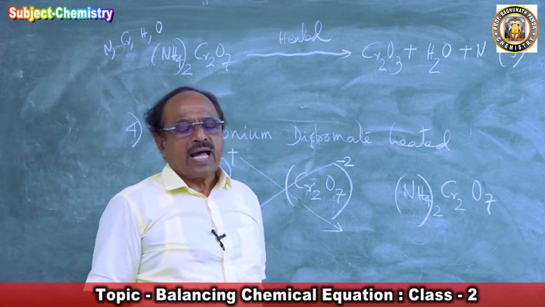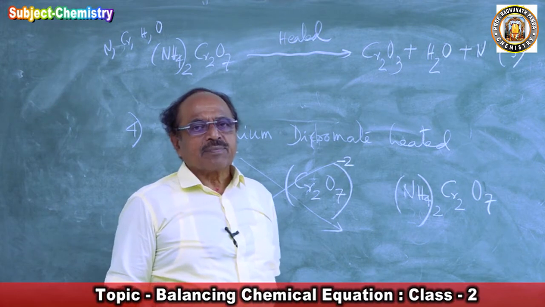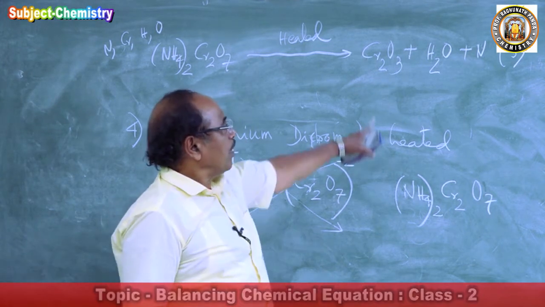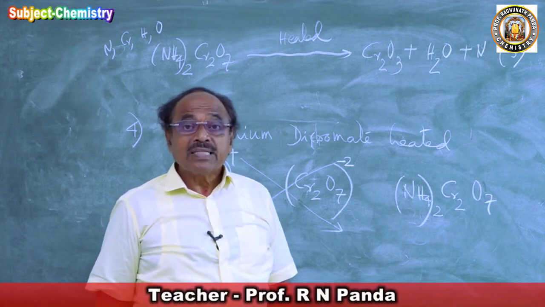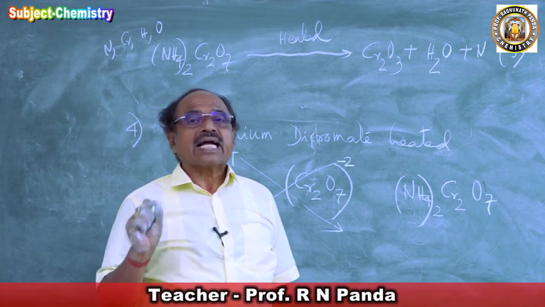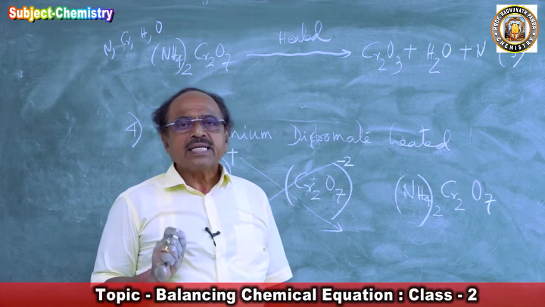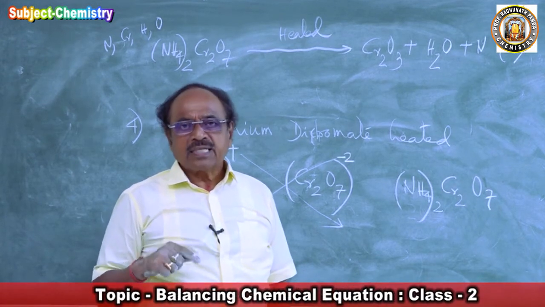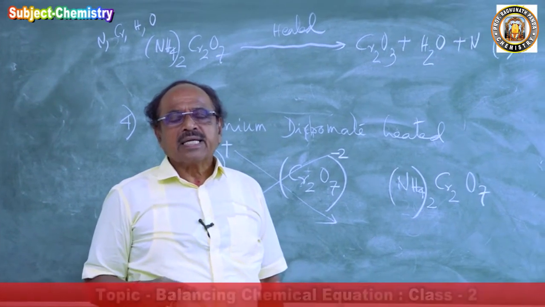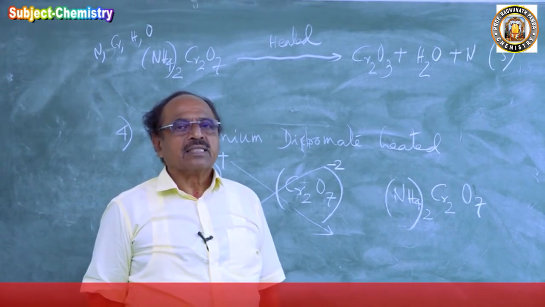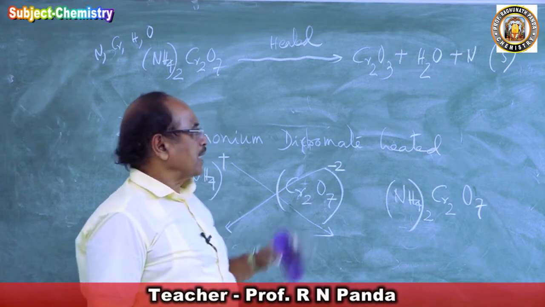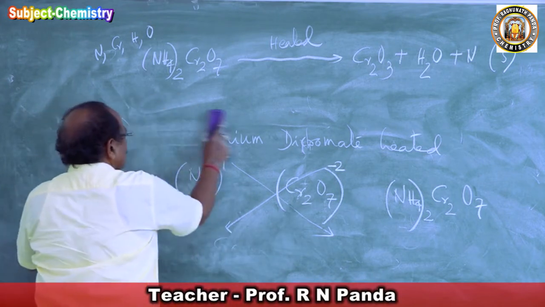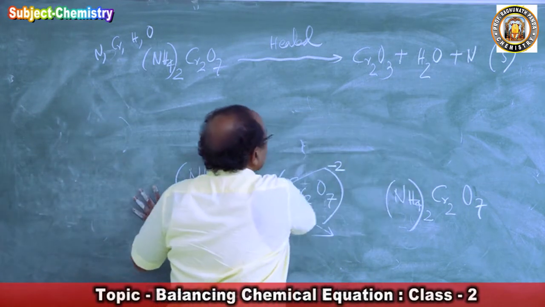Then comes hydrogen, which is positive, and oxygen, which is negative. Hydrogen plus oxygen will form water. Then nitrogen. Somebody may ask, sir, what about nitrogen? Nitrogen is an inactive gas. If you consider hydrogen, nitrogen and oxygen, nitrogen is an inactive gas. So this will go as N, nitrogen. So we got the skeleton equation. Then we'll make it atomic.